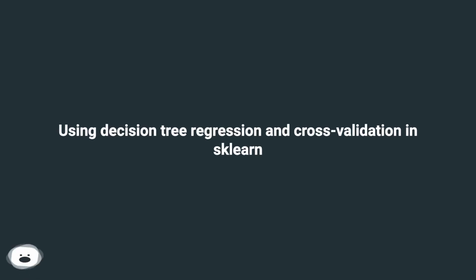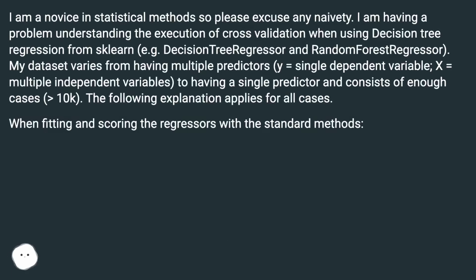Using decision tree regression and cross-validation in Sklearn. I am a novice in statistical methods, so please excuse any naivety. I am having a problem understanding the execution of cross-validation when using decision tree regression from Sklearn, e.g. decision tree regressor and random forest regressor.